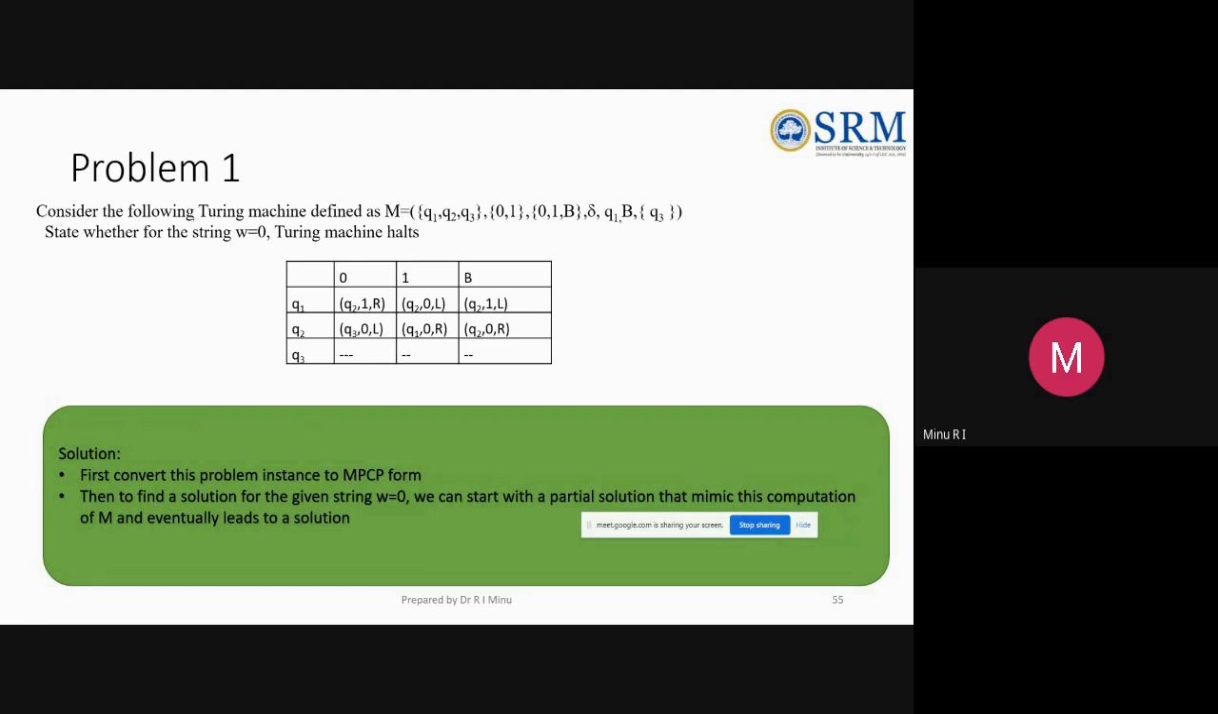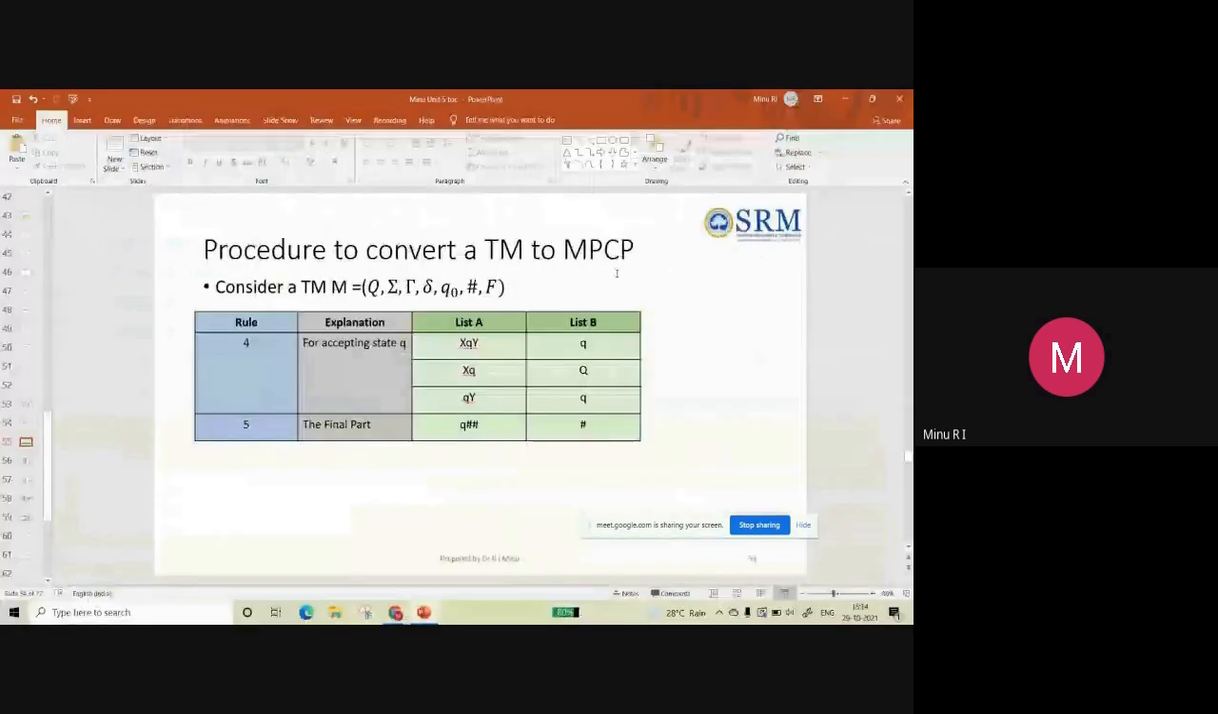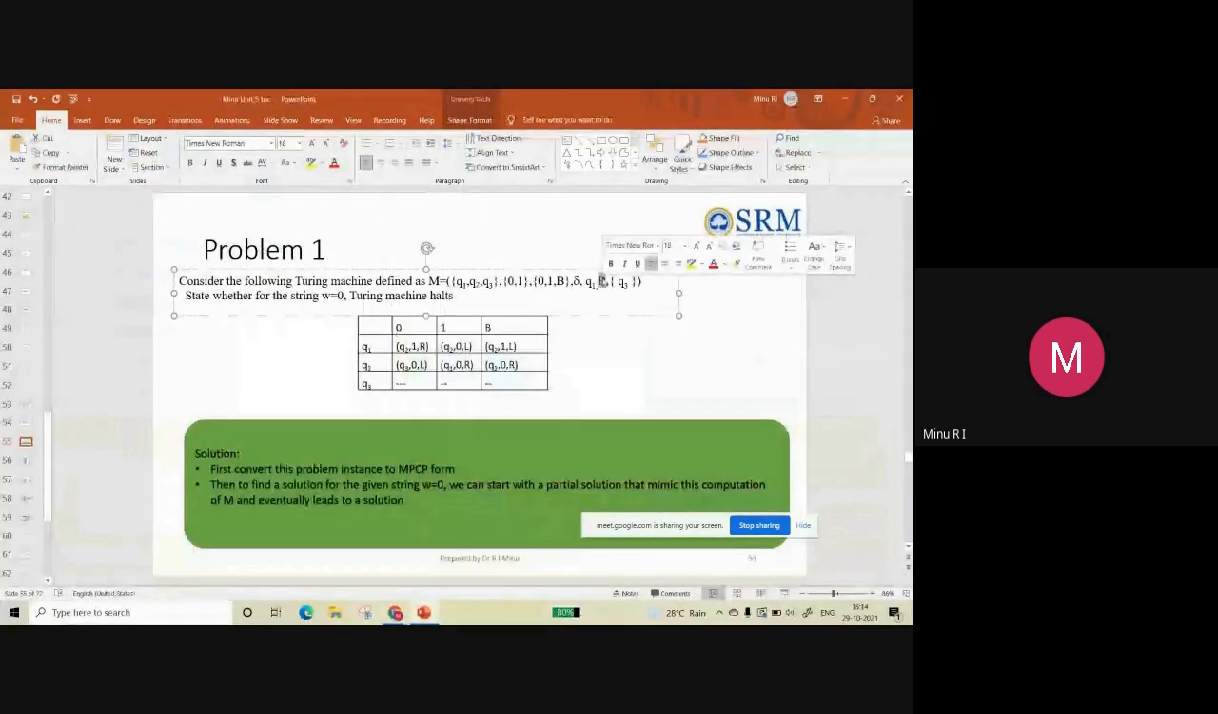Okay, so consider the following Turing machine. They have given a Turing machine with three states Q1, Q2, Q3. The symbols are 0, 1, and my tape symbols are 0, 1 and blank, with delta transition. Q1 is my start state, and Q3 is my end state. And here I used blank, not hash, I think. So no, hash only. So I will change it into hash. I don't want to confuse you. Hash. So my blank symbol is hash. Okay, done.